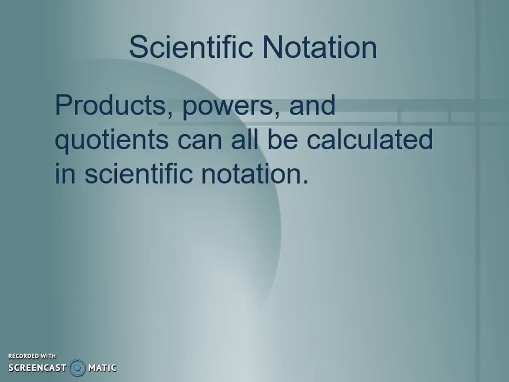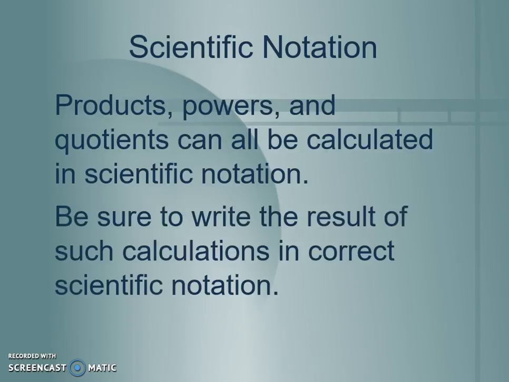So products, powers, and quotients can all be calculated in scientific notation. Be sure to write the results of such calculations in correct scientific notation. Sometimes you might get an answer like 32.8 times 10 to the 4th. Well, this isn't scientific notation because 32 is larger than 10. So we'd have to do 3.28 times 10. Our number looks smaller now, so our exponent's going to get 1 larger, so 10 to the 5th. So that's what they're saying when it says be sure it's in correct scientific notation.